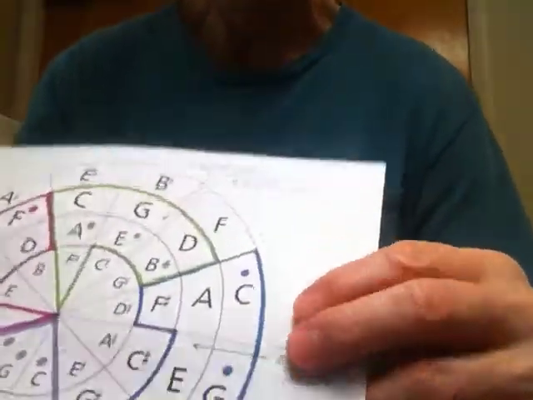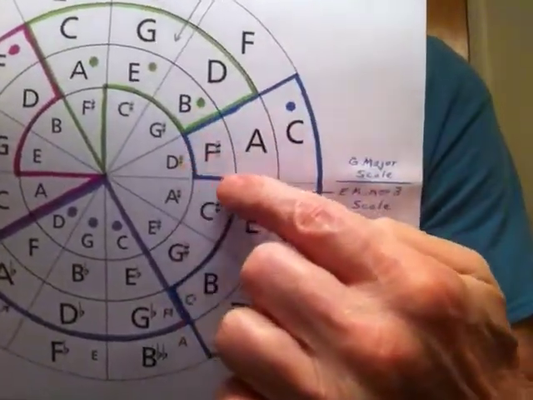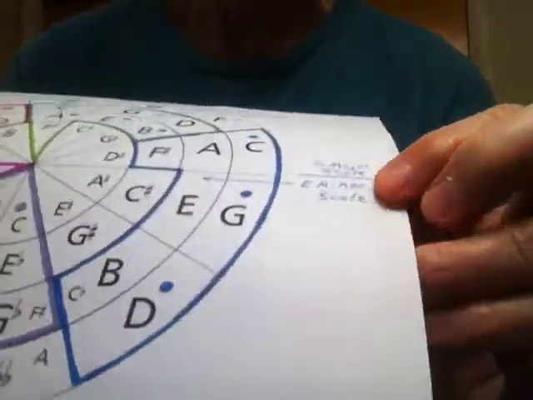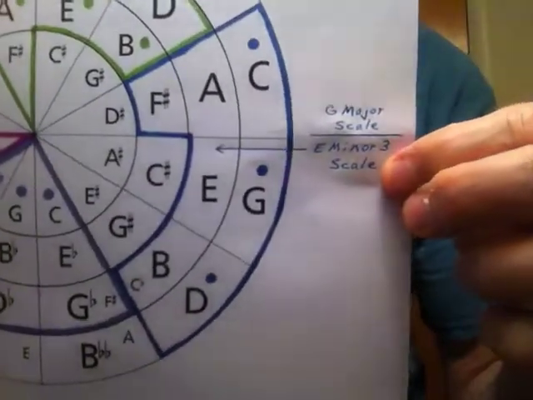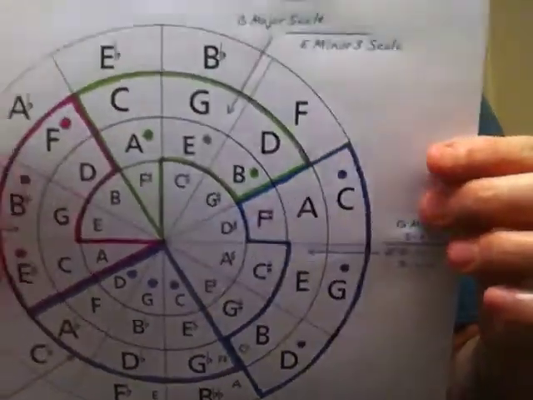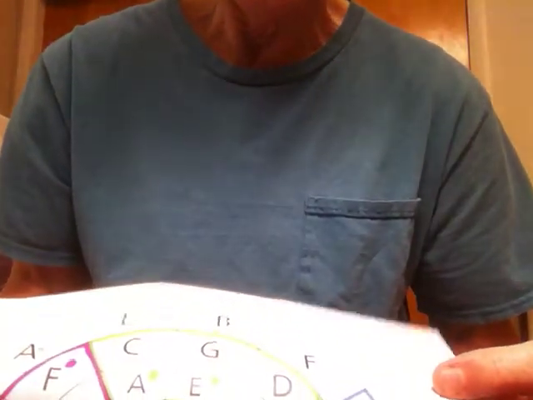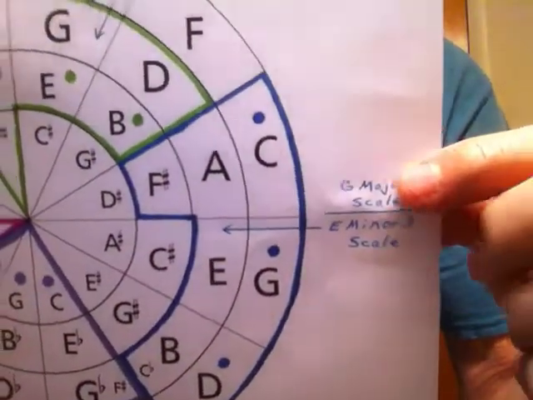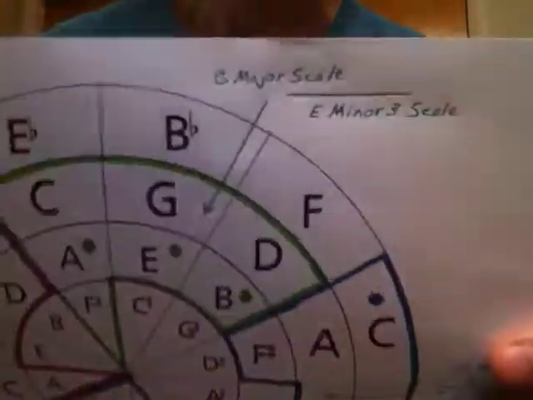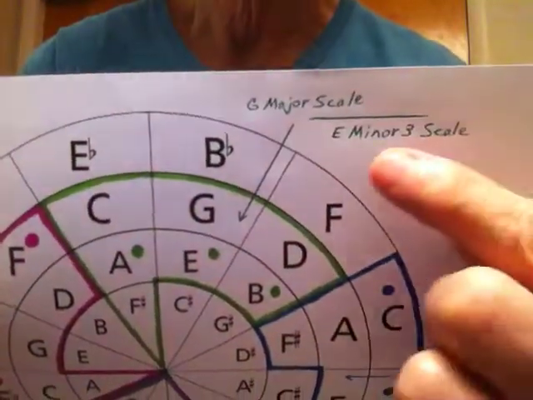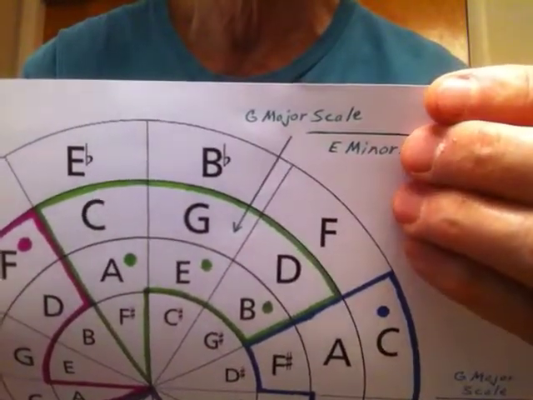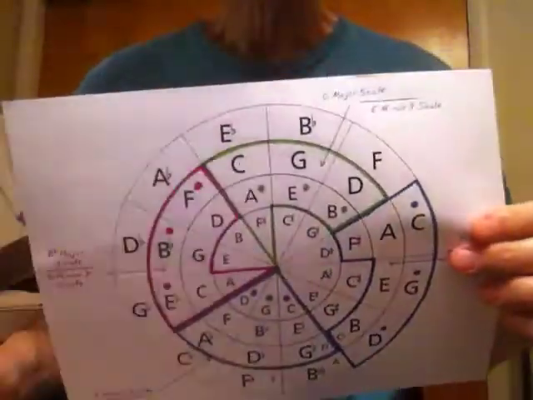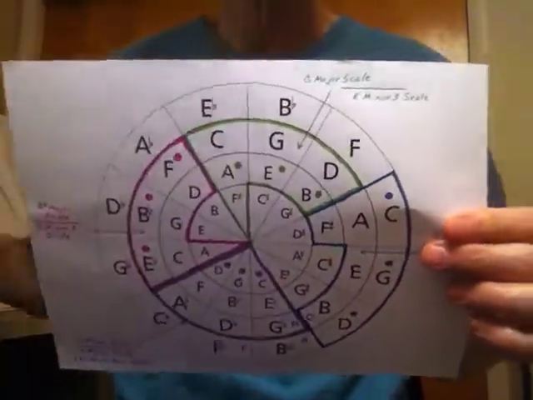So over here, you would get within the border of the blue, you see the blue? You would get your G major scale or your E minor 3 scale, in other words, your relative minor. And up here, I hope I'm reading this right, yeah, you would get the same thing up here. You would get your G major scale and your E minor 3, which is basically your relative minor. And you would get that within the green border. Now that's hard to explain, but I'm trying to take away the confusion.